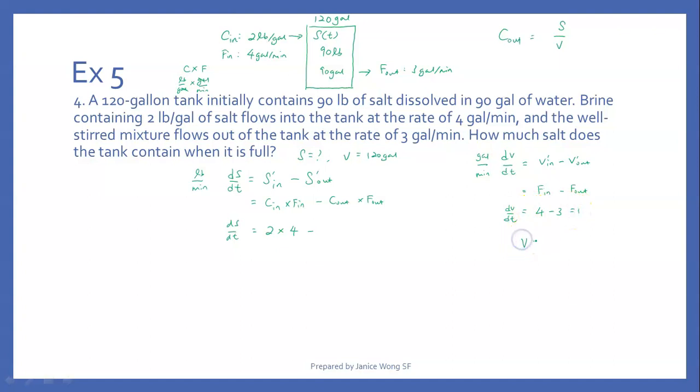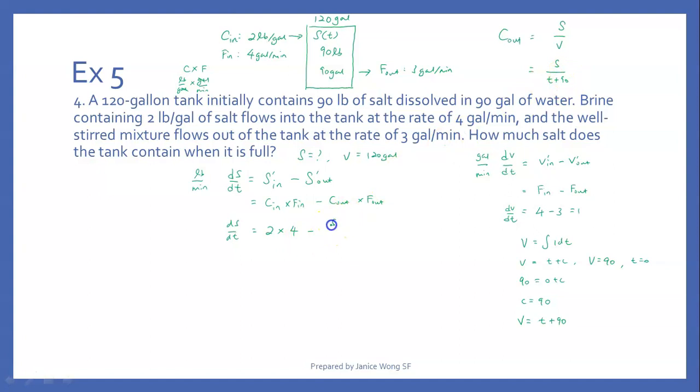Let's solve for V function. It will be integrate 1 with respect to time. Volume is T plus C. We have the initial condition. Volume is 90 gallons and the time is 0 because that is the starting point. So substitute 90 equals 0 plus C. C is 90. From here, we have found our volume function, which is T plus 90. So for concentration at the outlet, it will then be S over T plus 90.